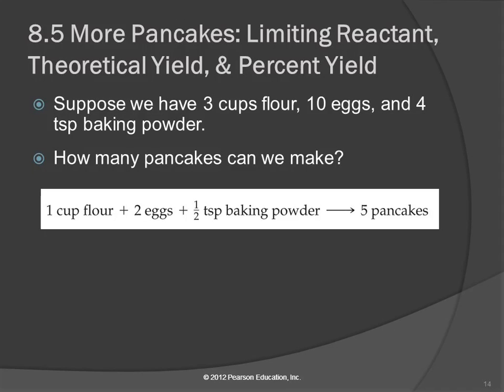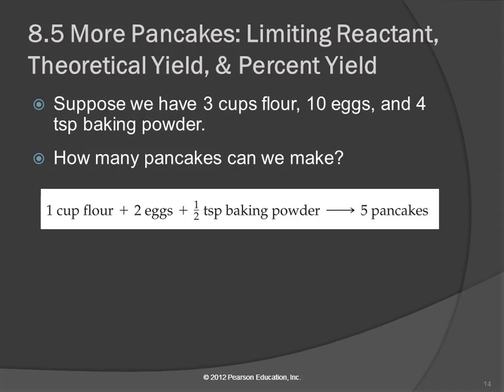So back to the pancake example. Suppose we have on hand 3 cups of flour, 10 eggs, and 4 teaspoons of baking powder. How many pancakes can we make? Just quick off the top of your head. Yeah, I'm talking about this one. So somebody said 15, which is very good because that is the correct answer.